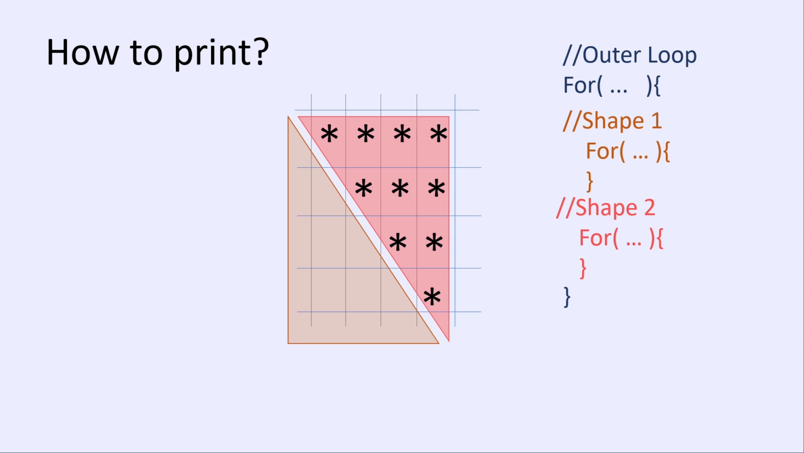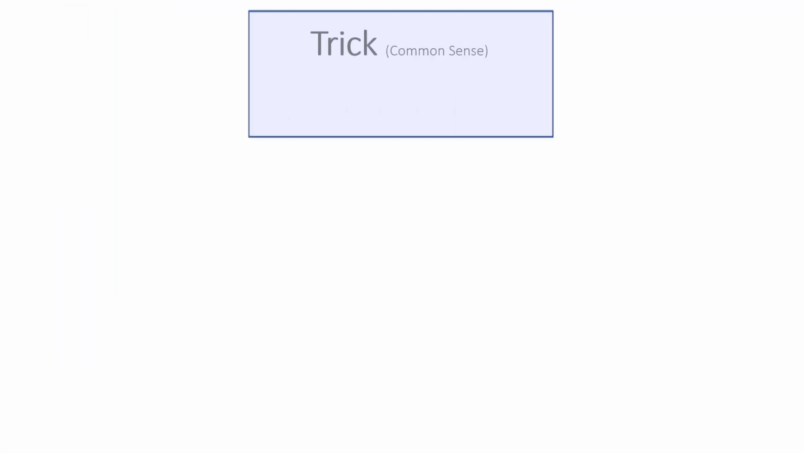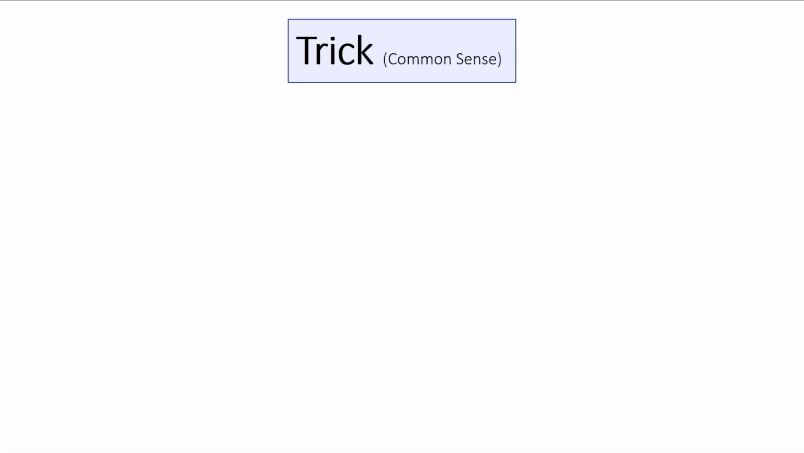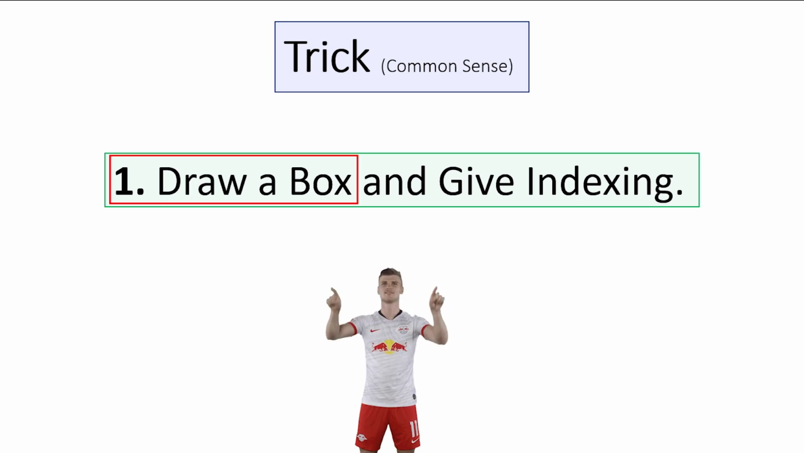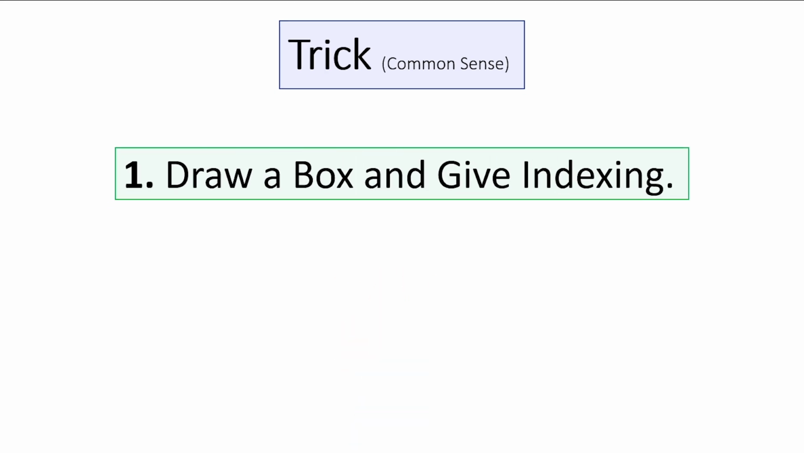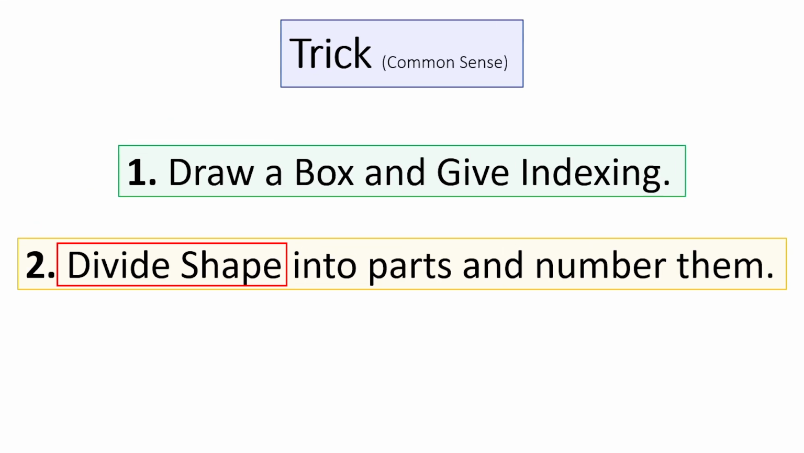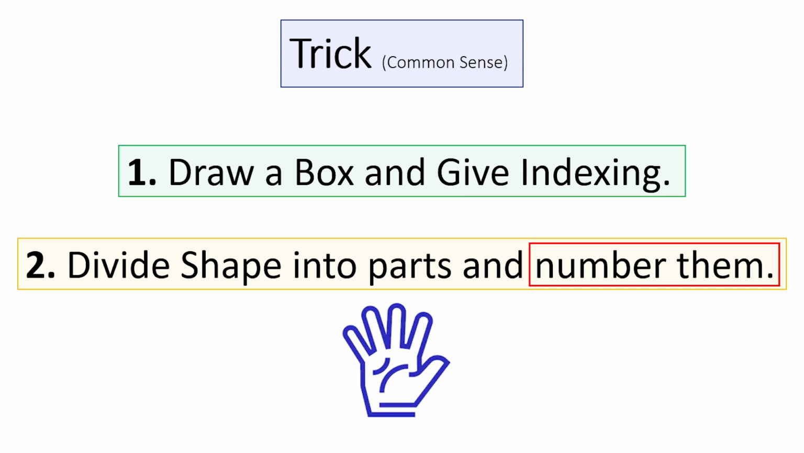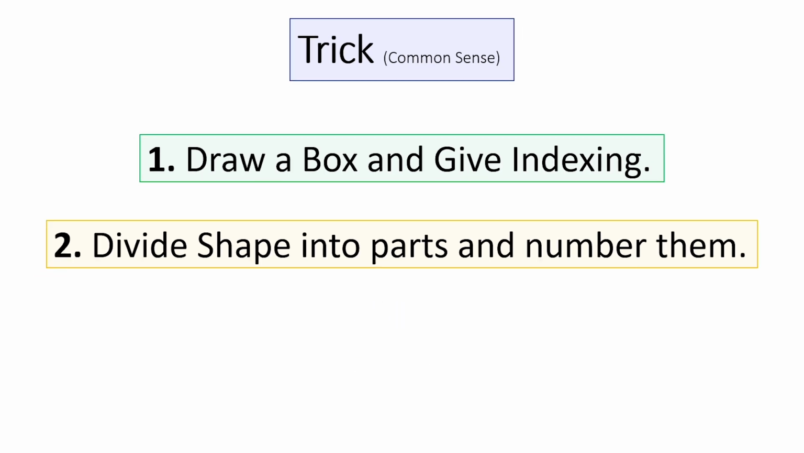Now comes the best part of the video that you have been waiting for. The trick to solve any pattern problems. Step 1. Start by drawing a box around the pattern and give it indexing like 0, 1, 2. Step 2. Divide the shape into sections and assign each section a number. This helps you to figure out how many inner loops you will need.